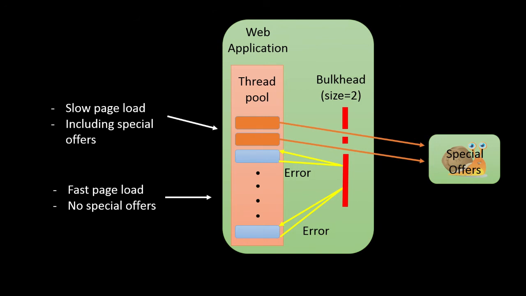And this is experienced in different ways by the users, depending on which kind of thread their request is assigned. If a user is assigned a thread that is let through the circuit breaker when the service is slow, they will get a slow page load, but they will see the special offers in the header. If a user is assigned a thread that is blocked or rejected by the bulkhead, then they will get a fail fast. So they will get a fast page load, but they won't see the special offers. We will default to the empty offers.